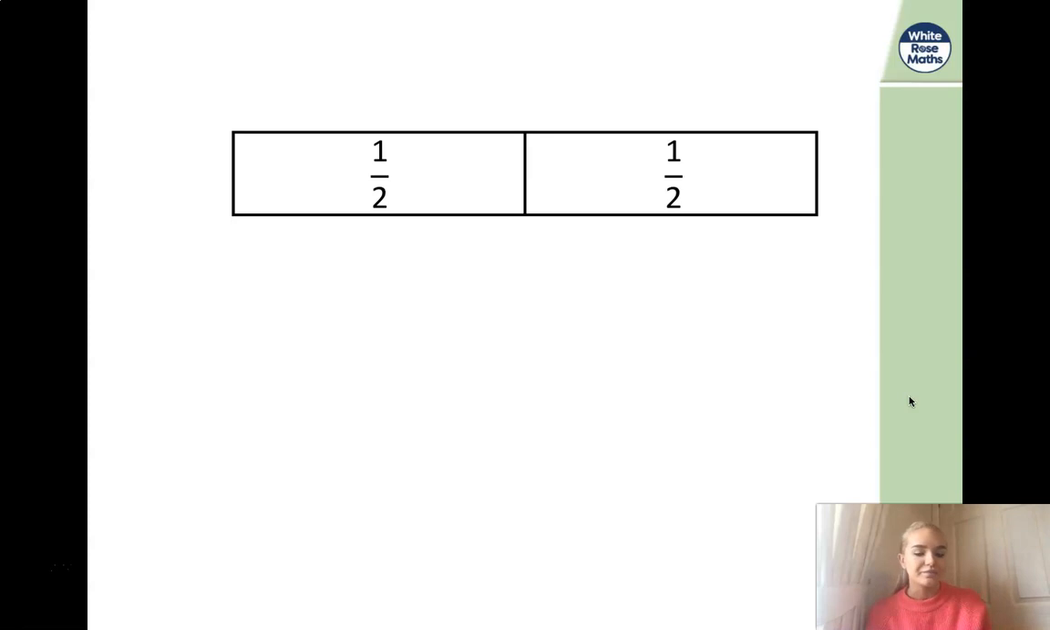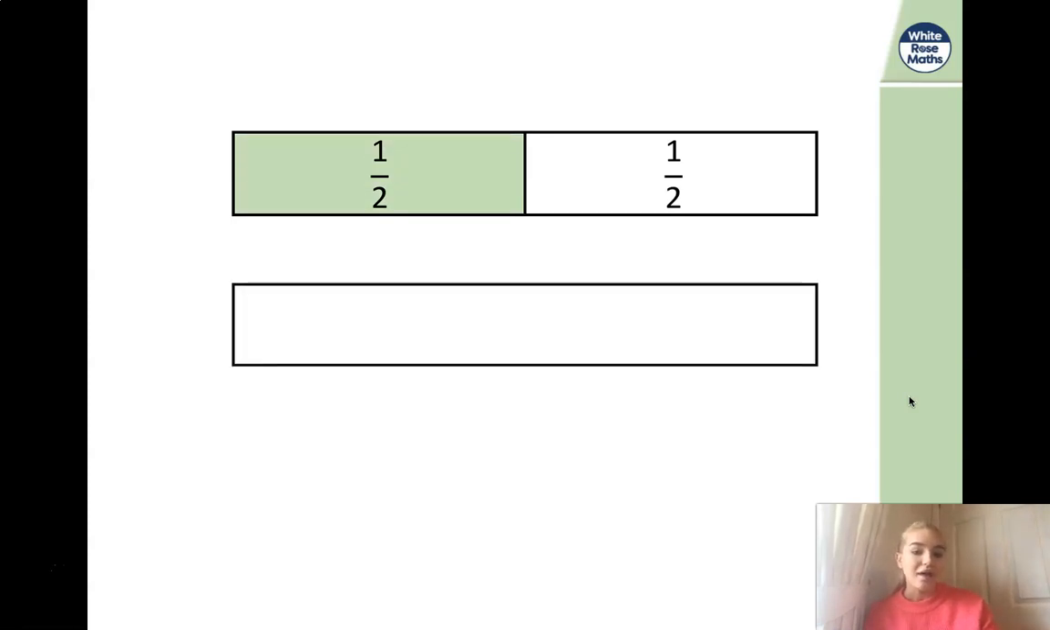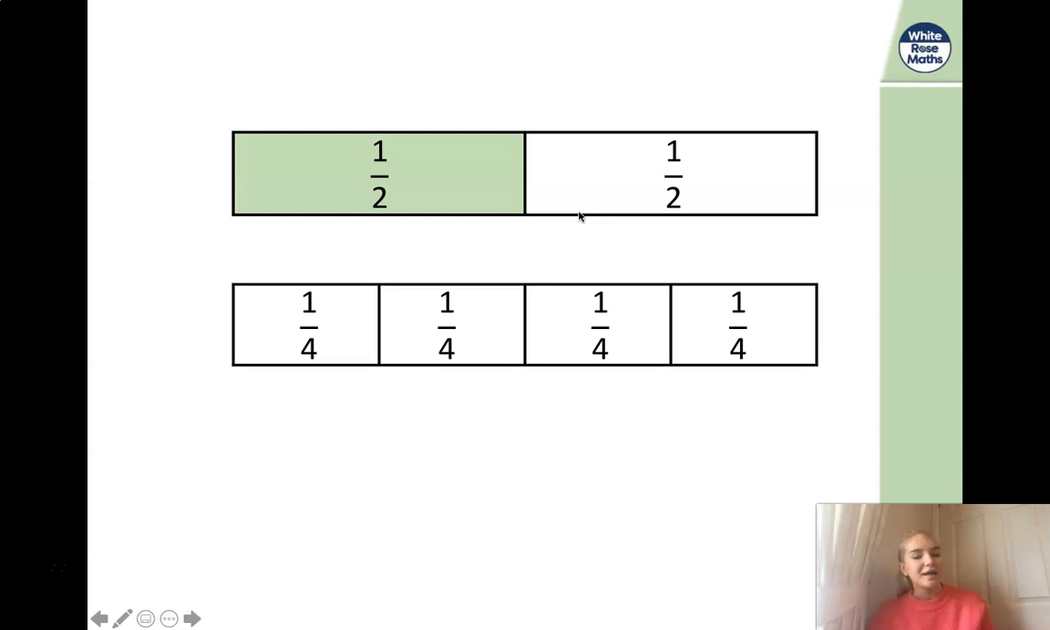Now, I could split my bar in half, so I can see that I have got 2 halves. Now, I could shade in one of these halves and then create another bar underneath. And in my new bar, I've decided that I want to split this shape into 4 sections. And I want to think, well, how much of my second bar is equivalent to this half? Now, I can see that I've split my second bar into quarters because I have 4 altogether, and each section is worth 1 out of that 4.